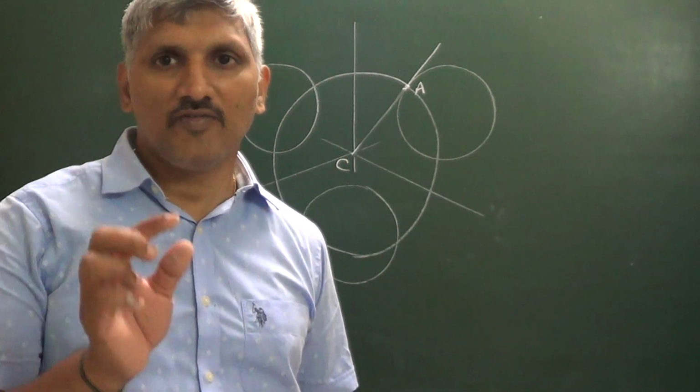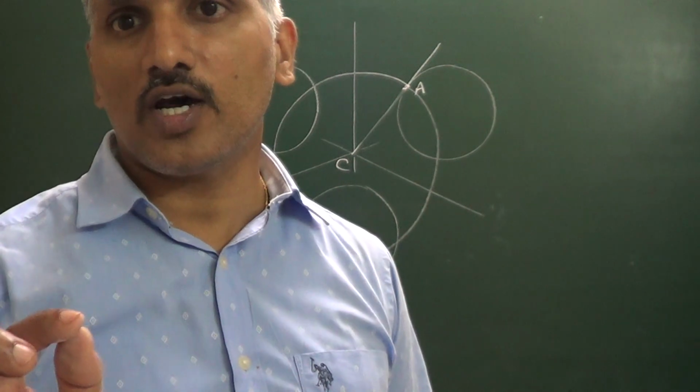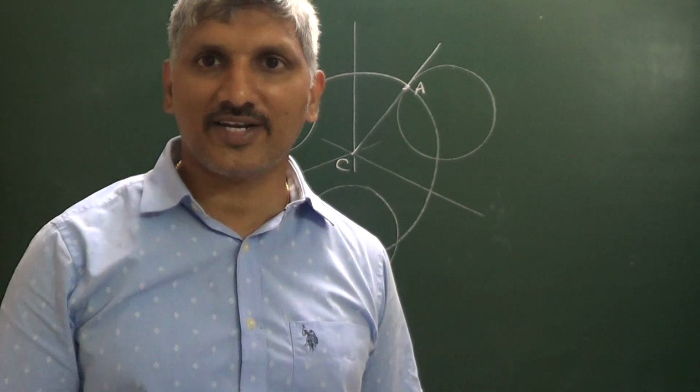So that is about a few ideas related to the pole, polar, conjugate lines and radical axis and radical center.